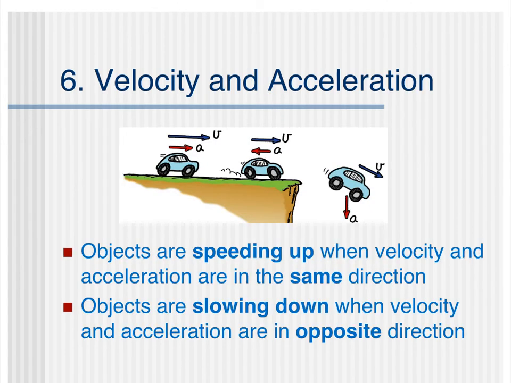So what conclusions can we draw from this? And this is another important concept. Objects are speeding up when the velocity and acceleration are in the same direction. Objects are slowing down when the velocity and acceleration are in opposite directions. That's the key determining factor. So if you're ever trying to figure out whether or not an object is speeding up or slowing down, all you need to do is determine the sign or the direction of the velocity and acceleration. Remember, because the sign indicates that direction. So if they're the same, we're speeding up. If they're opposite, we're slowing down.